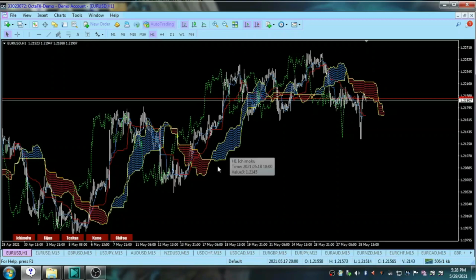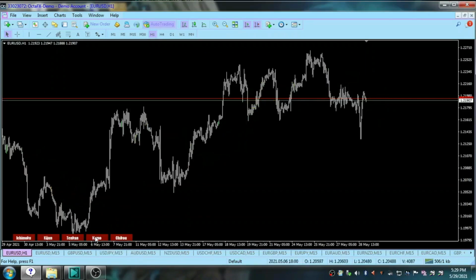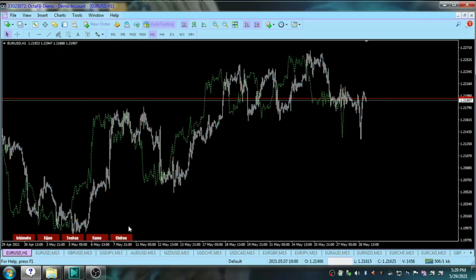Suppose you like to trade the cloud breakout strategy, it is unnecessary for you to have all other elements on the chart. By a click of the button, you can remove all other elements from the chart except the Kumo cloud. Suppose you like to trade the Kijun Tenkan cross, we can make the Kijun and Tenkan lines only appear in the chart and make all other elements disappear. Suppose you are trading the Chikou span strategy, then you can have the Chikou span only on the chart and make all other elements disappear.